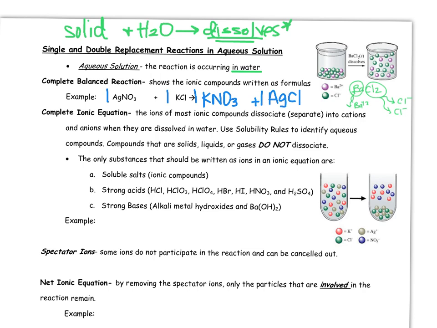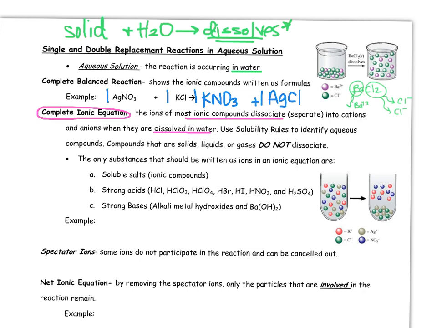So we write a complete ionic equation. The complete ionic equation is meant to show us what everything actually looks like in the solution, even though we can't visibly see it. That means we're going to show all of our ionic compounds dissociated, or separated into their ions, as long as they are dissolved in water, okay?